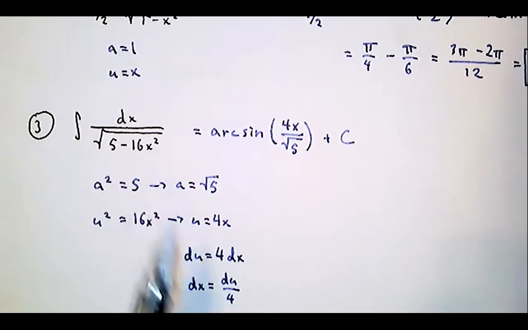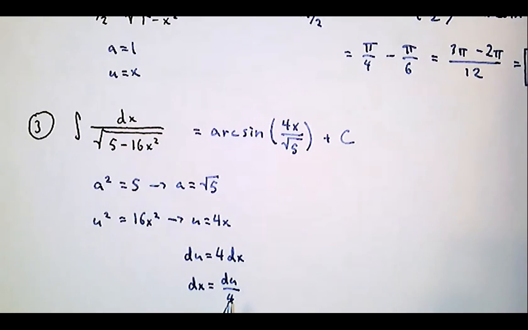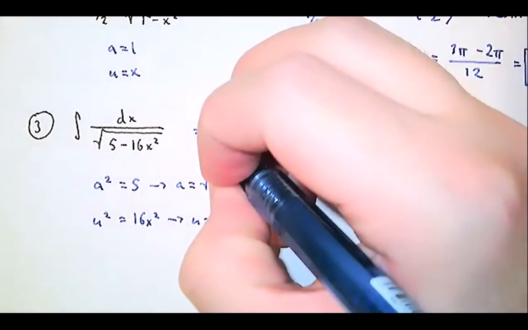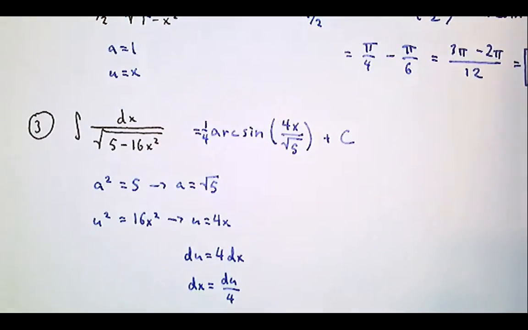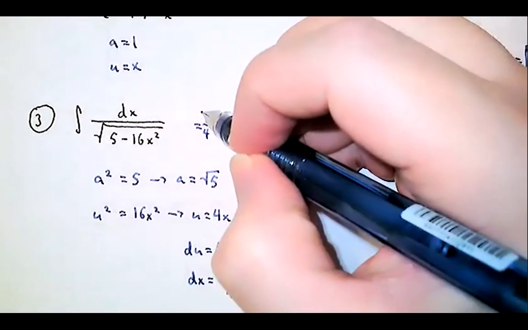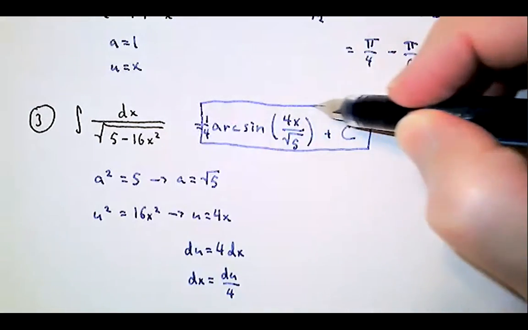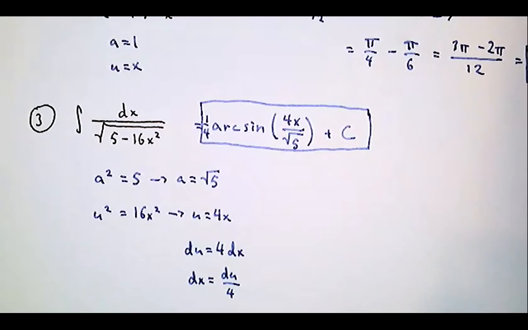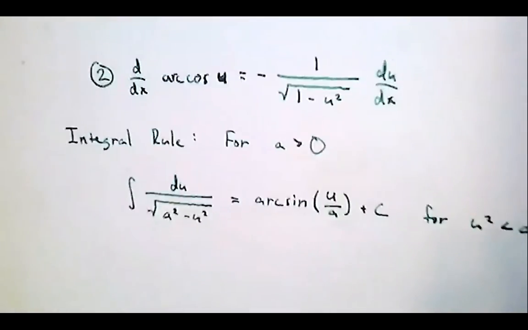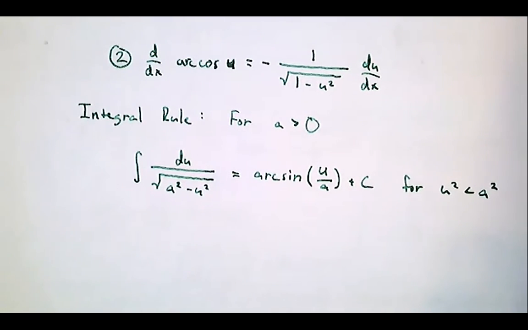This means that when I was doing my integral, where I had a dx, I should actually add an extra constant of 1/4. So that will carry through to the front of my arc sine. This extra 1/4 here. So when you're using this new integral rule, you still have to be careful with your u substitution. You still have to follow through all of the steps of u substitution.